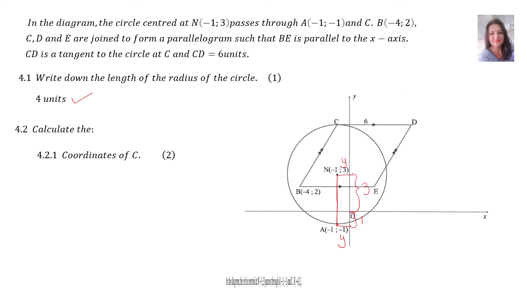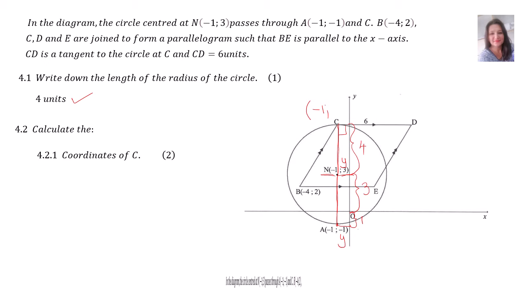4.2, calculate the coordinates of C. What's happening at C, NC is a radius and CD is a tangent. Therefore, there's a theorem that says that the tangent is perpendicular to the radius. So we know that the x-coordinate of C will be exactly -1, N's coordinate. And then we know that CN is a radius. Therefore, we just calculated that the radius's length is 4 units.